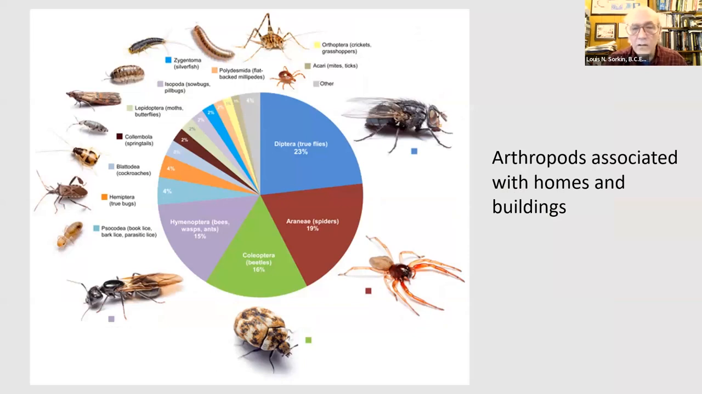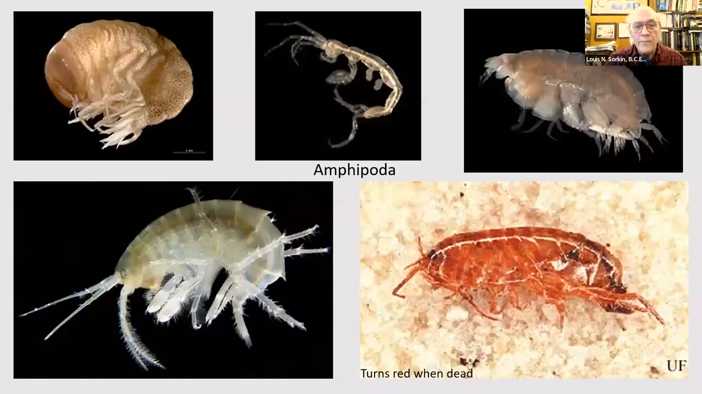Here's a general diagram showing the percentages of what types of creatures I'm covering and the numbers by which they occur in nature. You can see spiders are a pretty large number, flies, beetles, and the various Hymenoptera are many species.